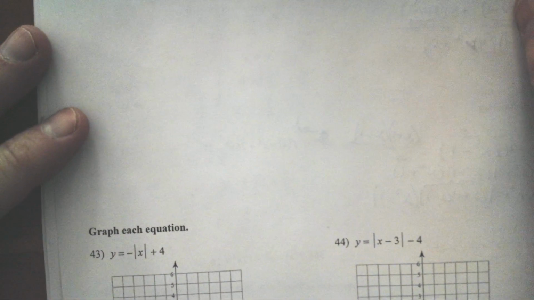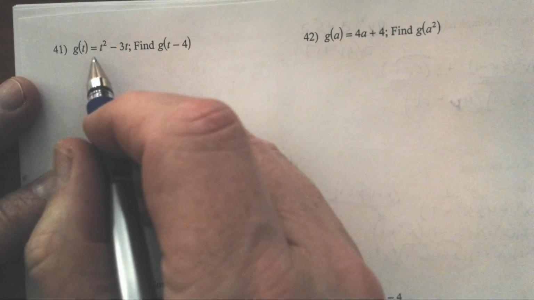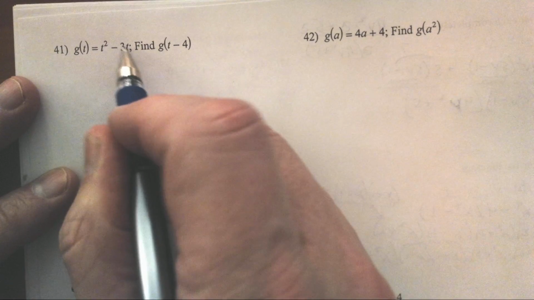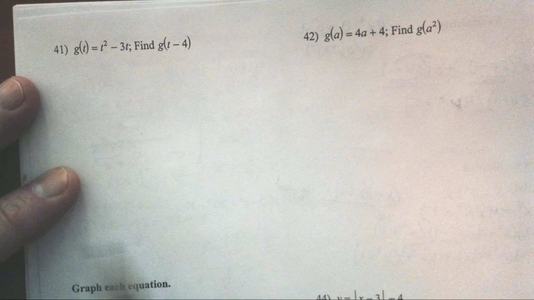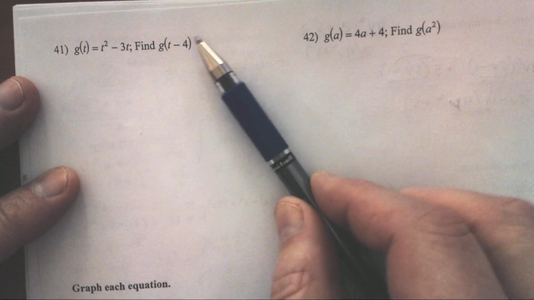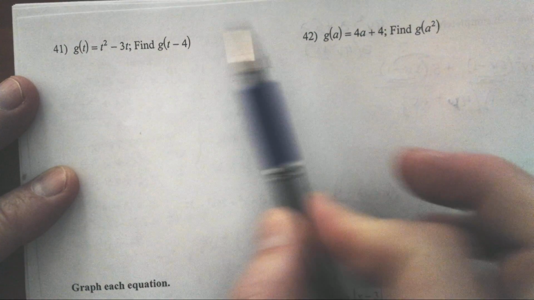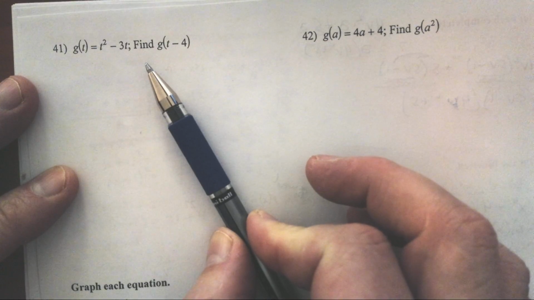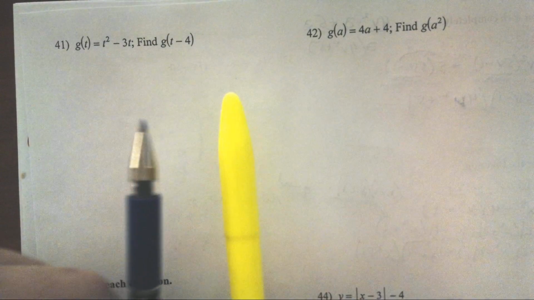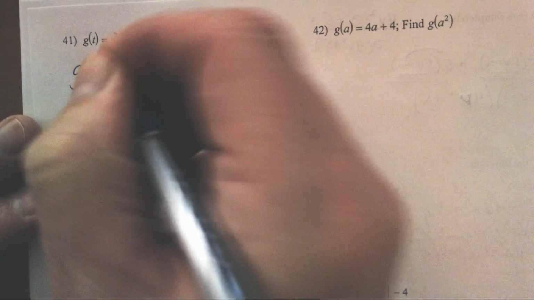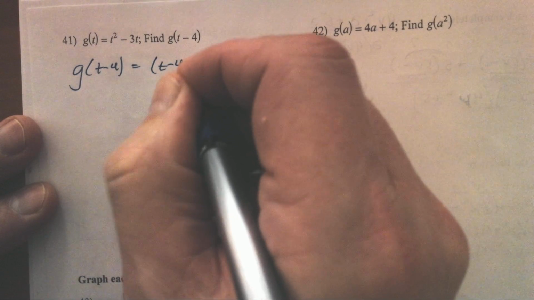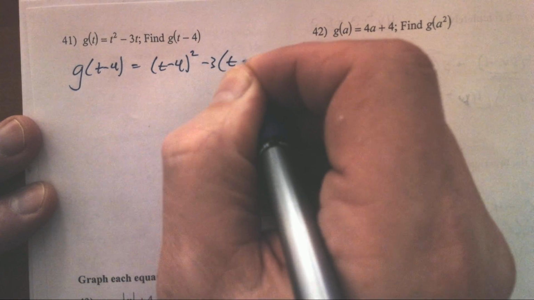Okay, we got another one of those to look at. G is a factory that takes things, squares them, multiplies them by 3, and subtracts them. Doesn't take t's. It doesn't care about this t. This could be anything. If it was G of pen, I would get pen squared minus 3 times pen. If it was G of pen and marker, I would get pen and marker squared minus 3 times pen and marker. If it's G of t minus 4, I get t minus 4 squared minus 3 times t minus 4.